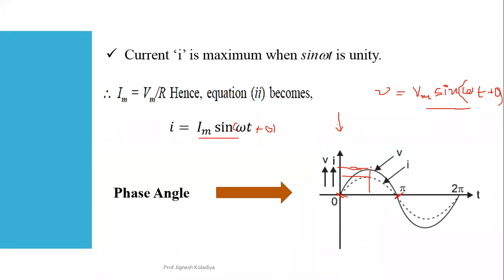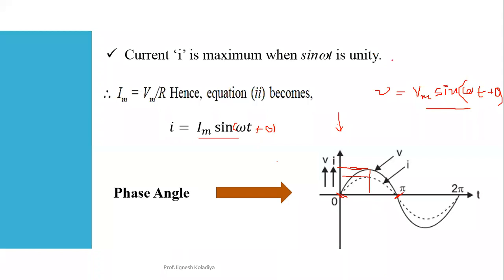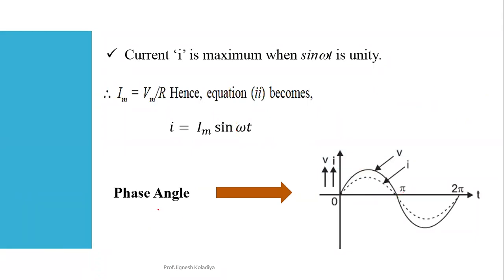Why is the peak value different? That depends on the magnitude of the resistance. If you increase the value of resistance, we know the current value is going to be reduced. But if we talk about phase shift, it is zero. So there is no phase angle in between voltage and current if the circuit contains pure resistance. Remember this.